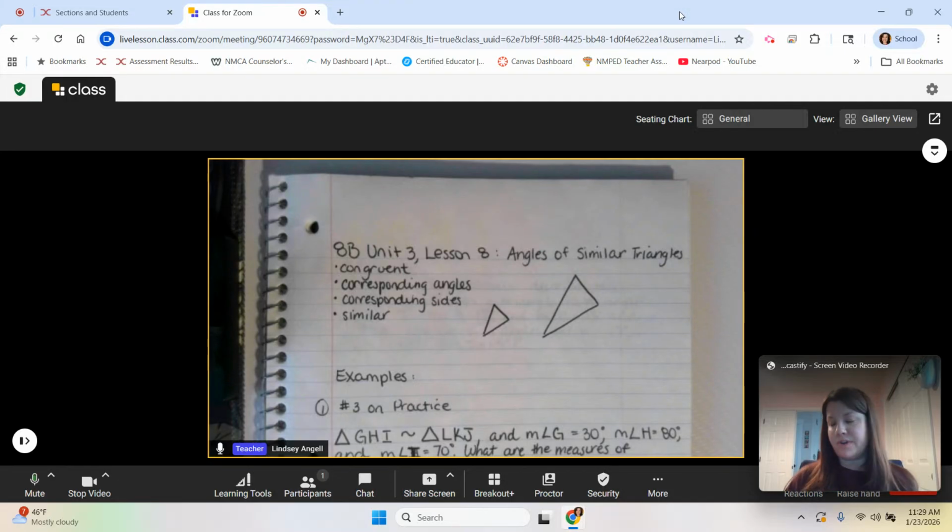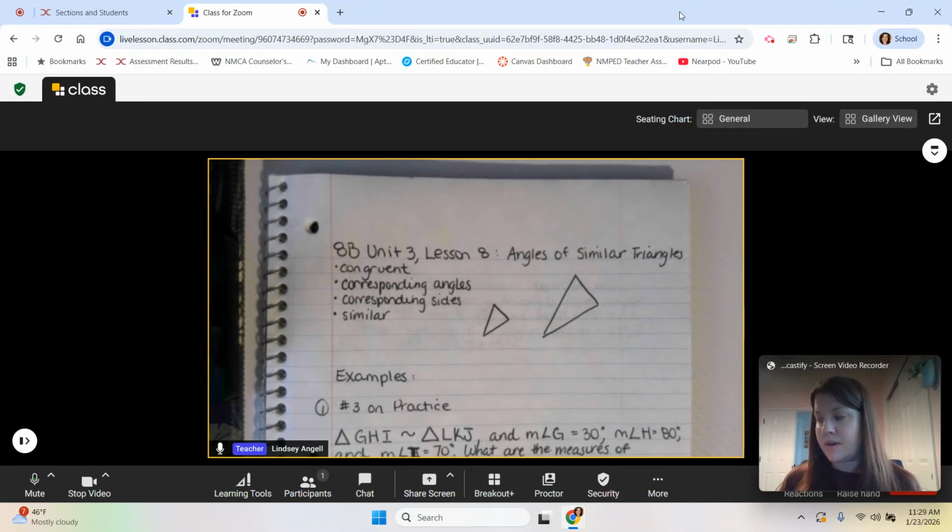Okay, so first I wanted to go over just some vocab that is really important that we understand. So congruent. Congruent means they are the same, right? If you have two congruent angles, that means they are both the same angle measure. If you have like a 30-degree angle, the other one better be 30 degrees if they are congruent.